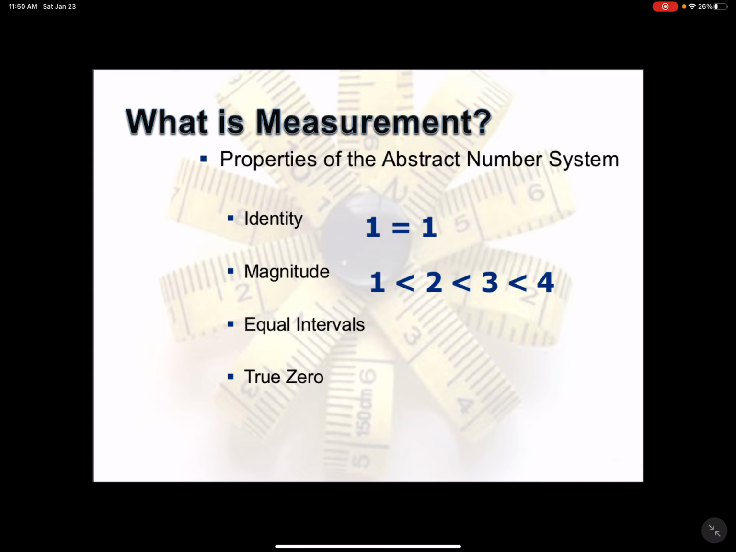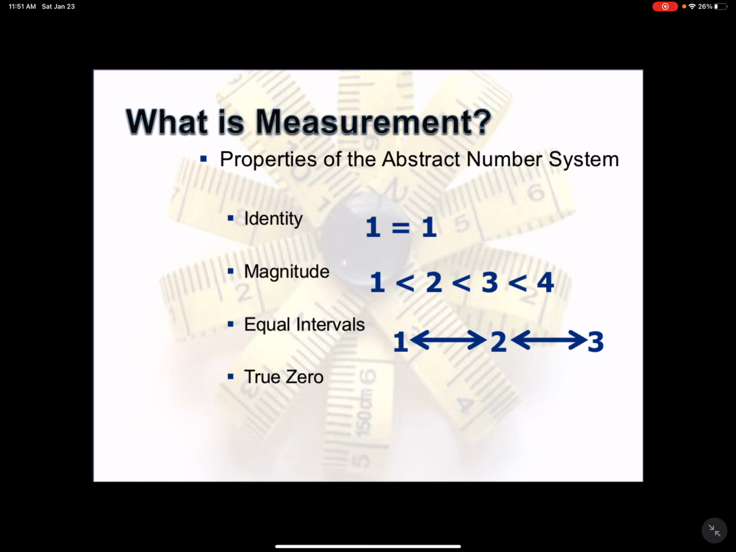The third thing that the abstract number system represents, or that numbers represent, are equal intervals. Using our numbers, we know that the distance between 1 and 2 is equal to the distance between 2 and 3, which is equal to the distance between 3 and 4, et cetera. This equality of distance is great because it allows us to subtract without fear of making a mistake. Because the distances are all equal between numbers, we know that if we have 10 oranges and Johnny takes away 3 of those oranges, we have 7 oranges left. That's known as equal intervals.